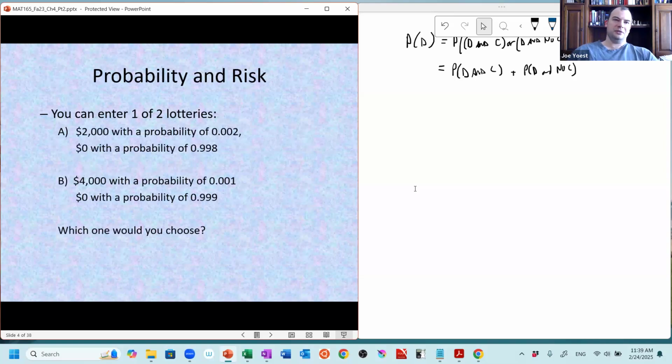Now let's say that this is your lucky day. Everybody's entering you in lotteries for free, and hopefully it's not a scam. So for this one, you can enter one of two lotteries. You win $2,000 with a probability of 0.002, $0 with a probability of 0.998, or you can win $4,000 with a probability of 0.001, $0 with a probability of 0.999. Which one would you choose?